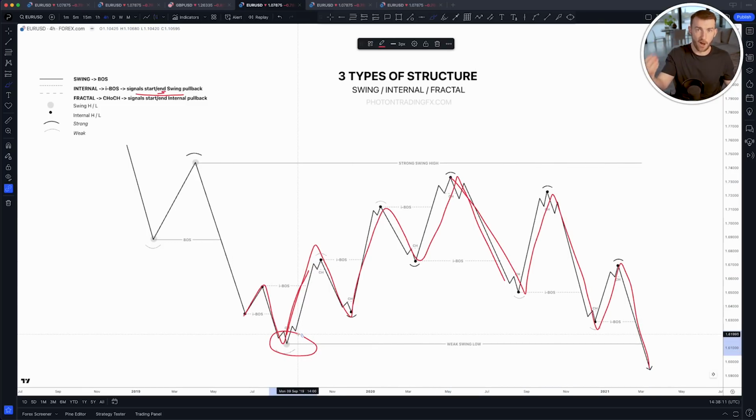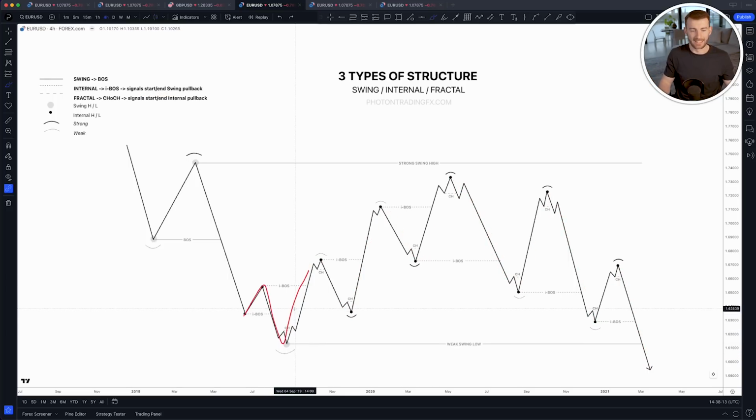And then one further layer of structure within that is the fractal structure, right? And what does that signal? That signals the start and end of the internal pullbacks. So those little tiny aggressive shifts in structure signal the start of this internal pullback. It ends up being a full reversal. We get the IBOS. What do we expect after an IBOS? We expect an internal pullback. The fractal structure signals that that internal pullback is starting. Now we can trade it, but we only trade it into that strong low because we expect that low to hold.